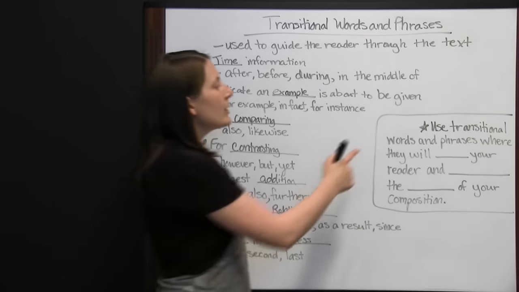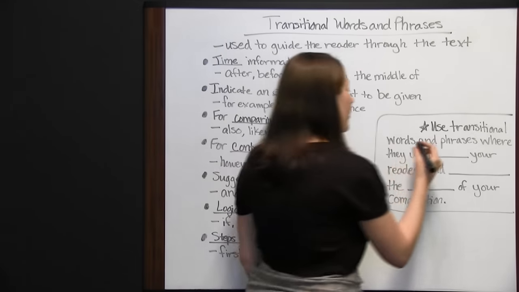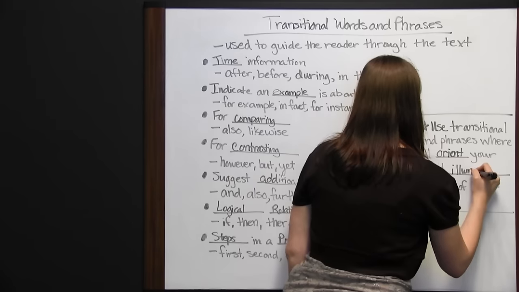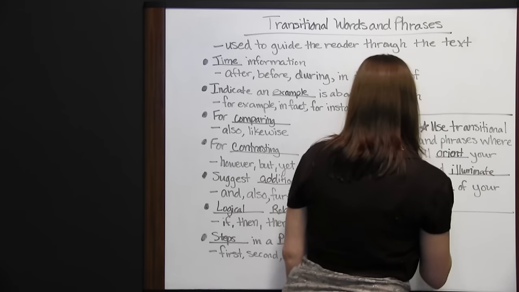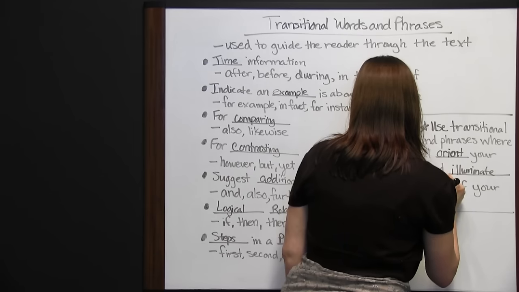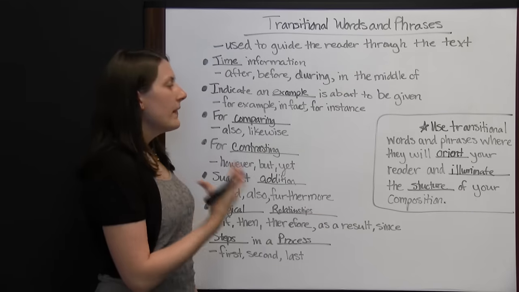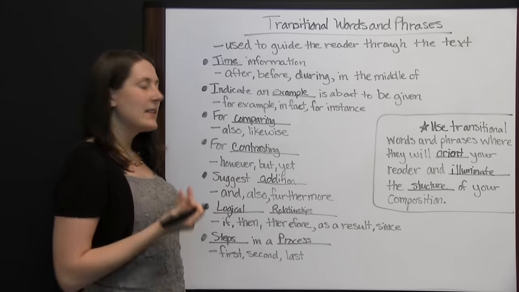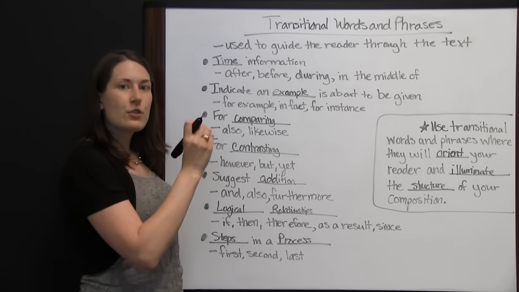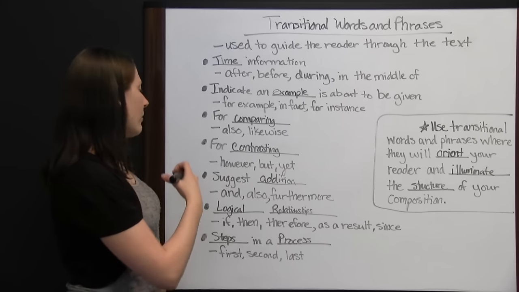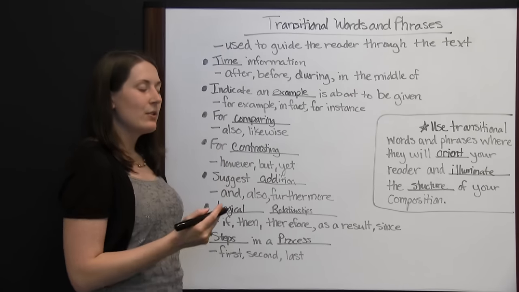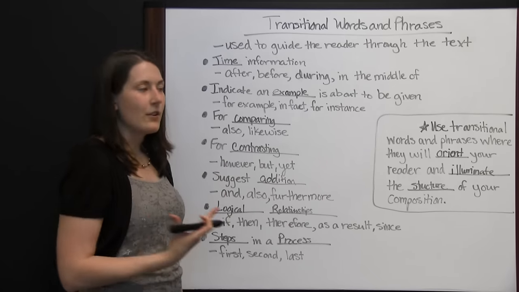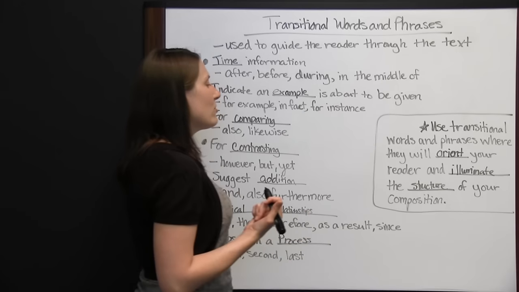So make sure you use your transitional words and phrases where they will orient your reader and illuminate the structure of your composition. You want to let your readers know where they are in your paper. If you're saying first this happens, next this happens, or if it's steps in a process, first you do this, second, you do this. Or if you're comparing and contrasting things, you would say, well, here's this. Likewise, there's this. However, there's this, if you're contrasting. And you want to illuminate the structure of your composition.